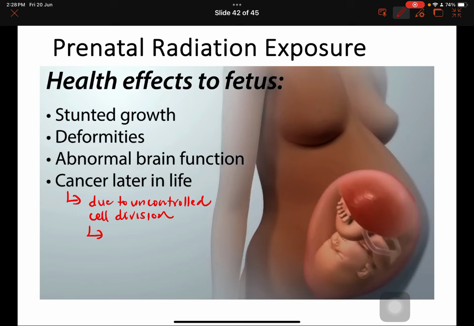That first results in the formation of a tumor, and when it starts spreading to other organs, it results in cancer.